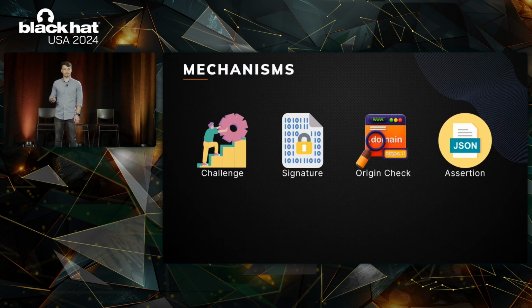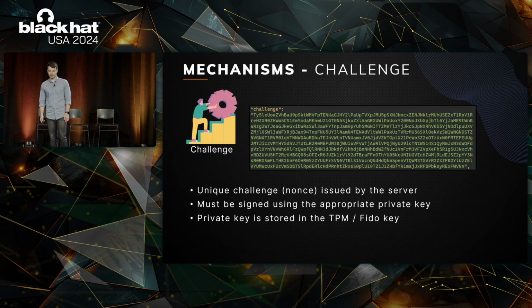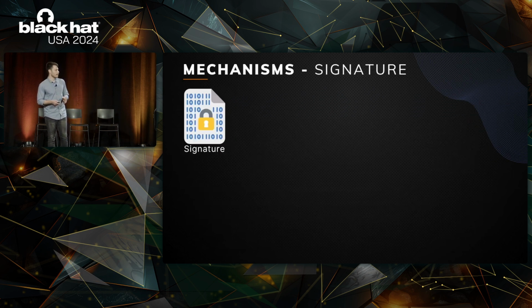So there are a few mechanisms for the authentication, and we're going to go through them so that we can understand how it works better. So first of all, there's the challenge, or a nonce, which is just a big string that's valid for a few minutes. It is generated by Microsoft, for example. And this nonce needs to be signed using the appropriate private key. It is either stored in the TPM or in the physical authenticator. We're going to see exactly how that private key gets to the TPM, but just keep this in mind.